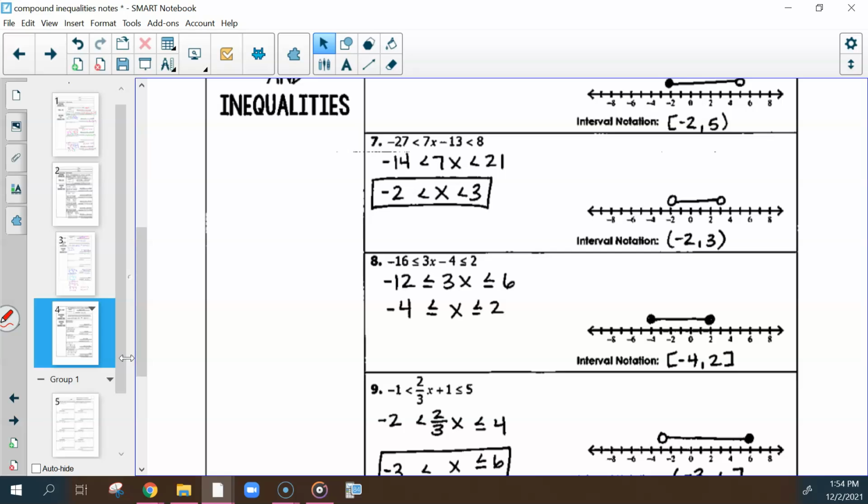How do we feel about compound inequalities? Thumbs up, thumbs down, somewhere in the middle. Good, good. Thank you for letting me know.